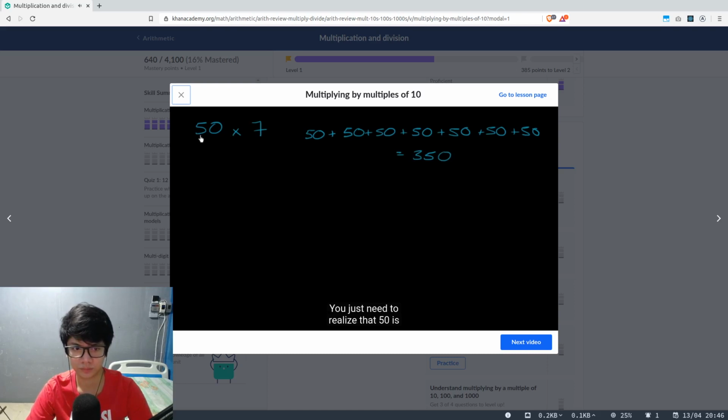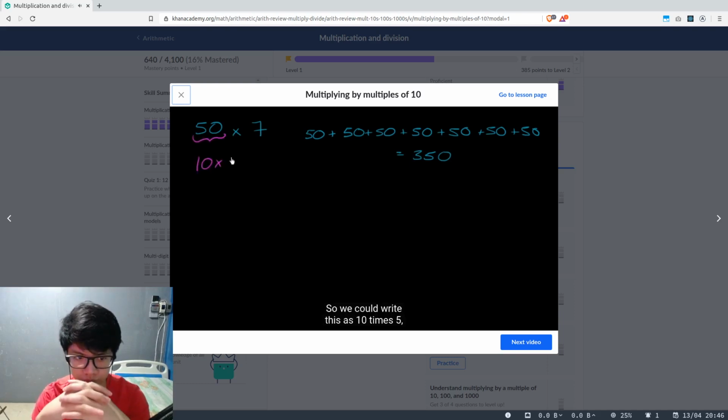You just need to realize that 50 is the same thing as 10 times 5. So we could write this as 10 times 5, and then we're multiplying that times 7. Once again, the order that we multiply does not matter, so we can multiply the 5 times the 7 first. We know that that is 35, and we're going to multiply that.